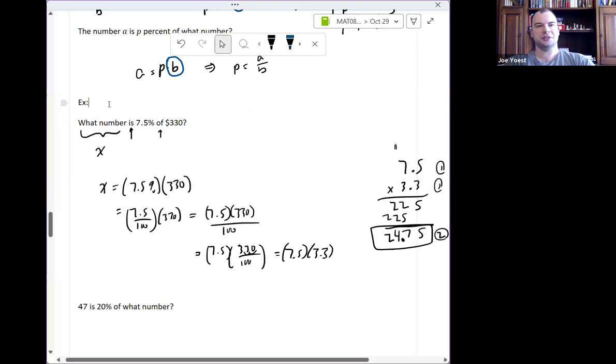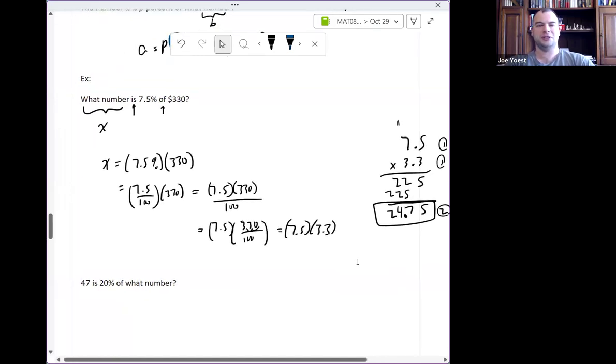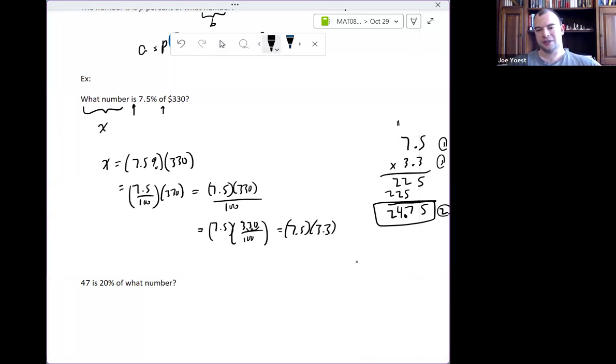Does it make sense that if sales tax is a little under 10% on a sale that's, say, a little over $300, 10% of $300 is about $30. My tax that I would pay is $24.75. That's kind of in the ballpark, right? It shouldn't be like $2.47, and it shouldn't be like $247, right? This makes sense. And let's throw a dollar sign on there for good measure. My tax on this purchase would be $24.75.